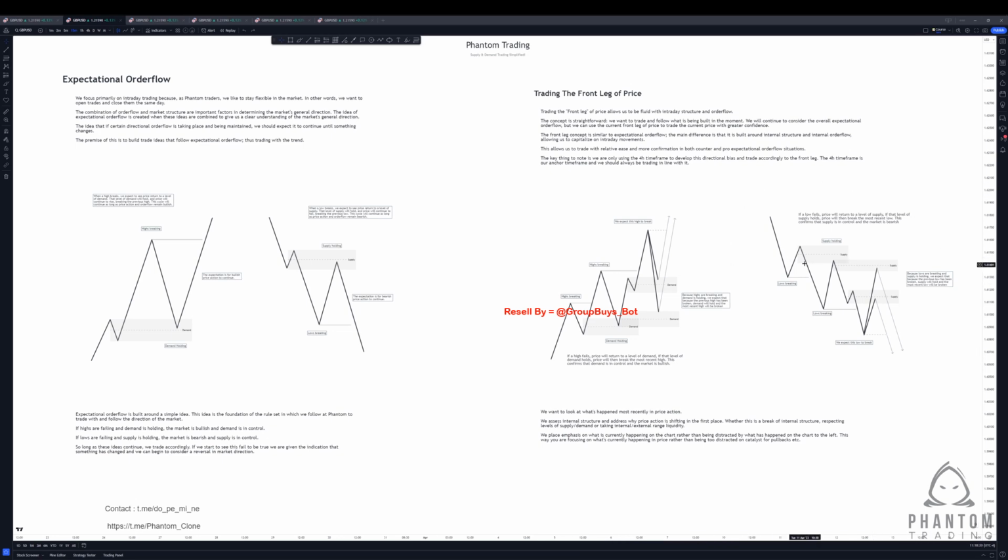Now, if we just flip the idea, we can see if a low fails and price returns to a level of supply, that level of supply holds, price will then break the most recent lows. This confirms that supply is in control and the market is bearish. Because lows are breaking and supply is holding, we expect that because the previous low has been broken, supply will hold and the most recent low will be broken.